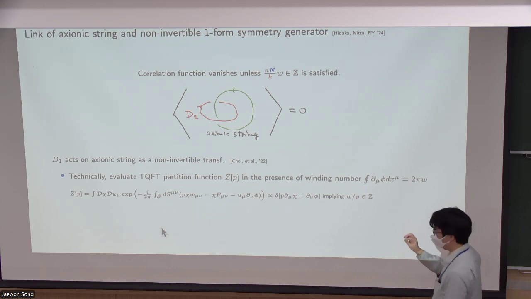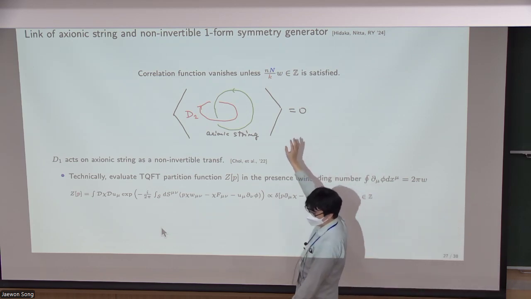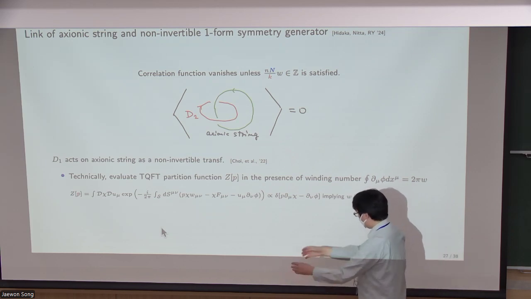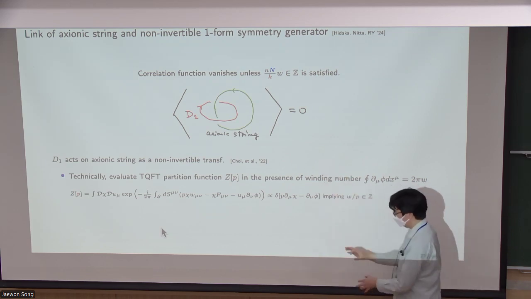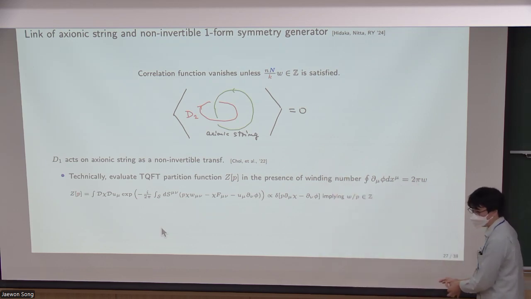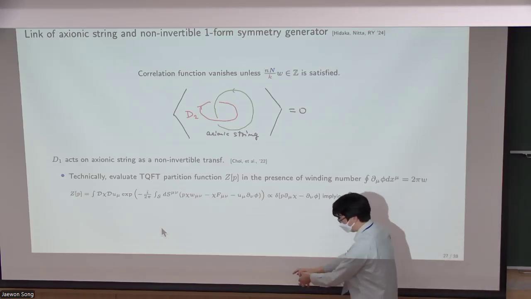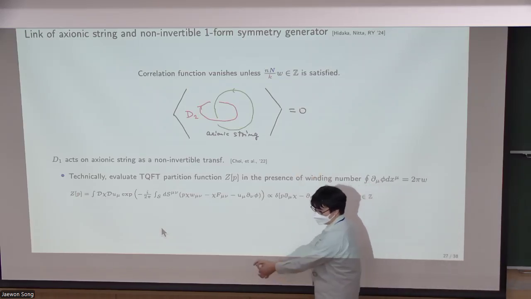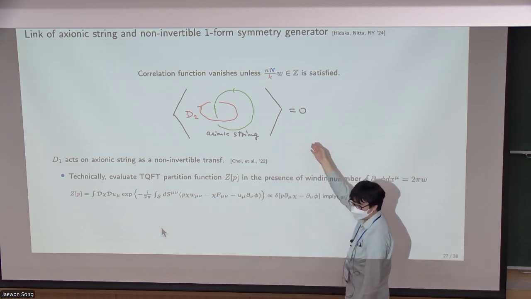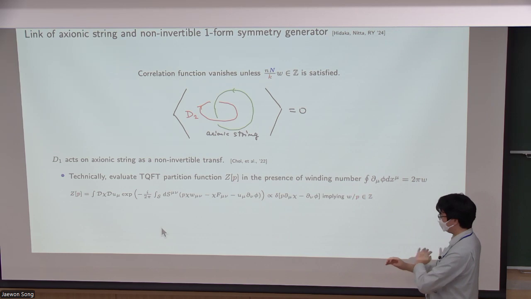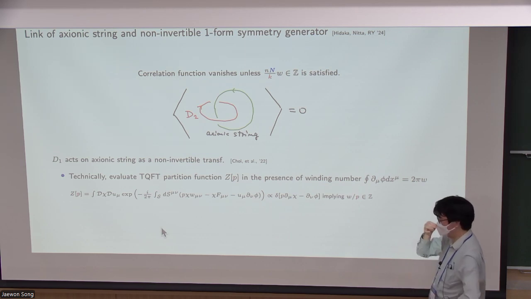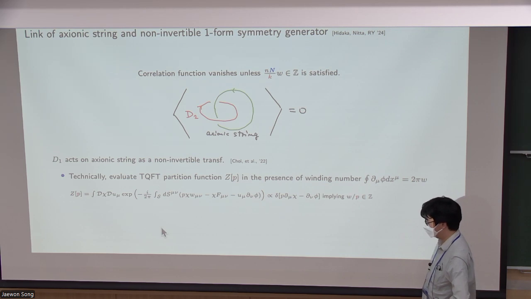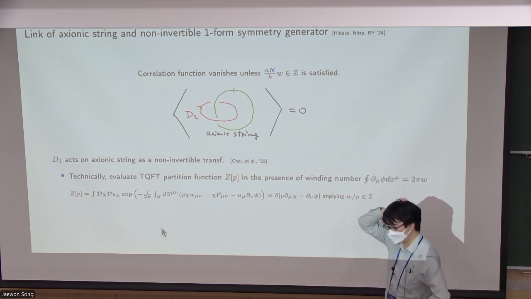Okay, so this correlation function means that infinitely large time evolution of the configuration of the axion string and magnetic string, so the time evolution of this configuration, is constrained. So dynamical creation of this configuration cannot be constrained by this discussion, I think. So yes.